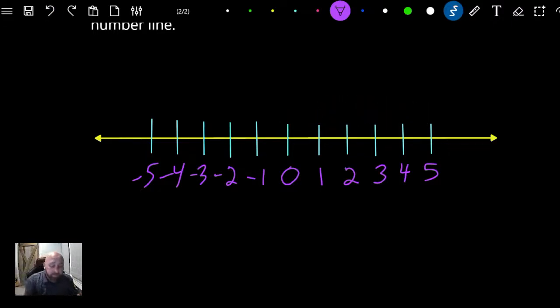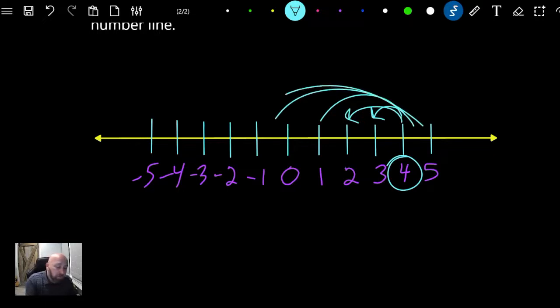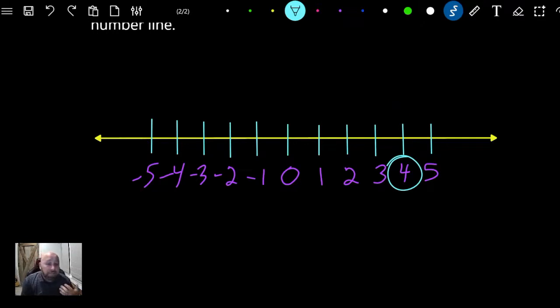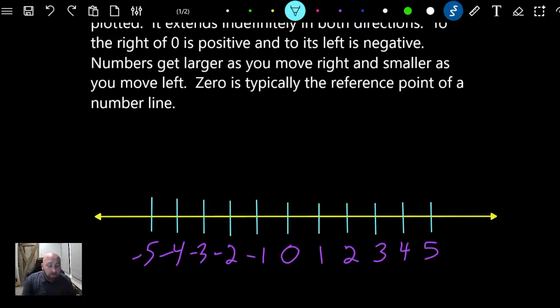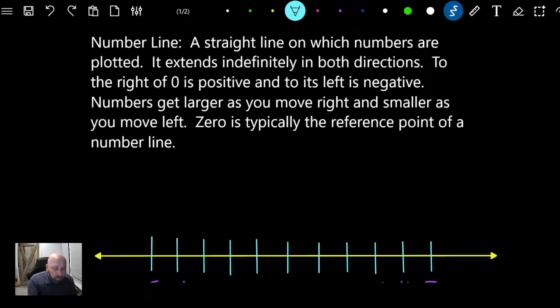Now watch this. Let's say that I'm at 4, right? So we'll start at 4. What happens when I go 1 to the left? I go to 3. So what's happening to the number when I go to the left? And then I go to 2, 1, 0, negative 1, and so on. What's happening there? The number is getting smaller. When I go to the left, the number gets smaller. So notice it says smaller as you move to the left. Okay, bigger when you move to the right, smaller when you move to the left.